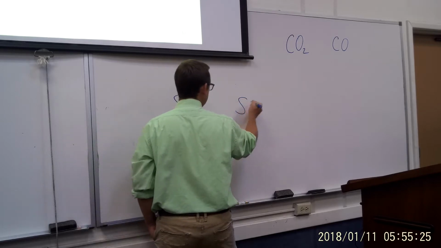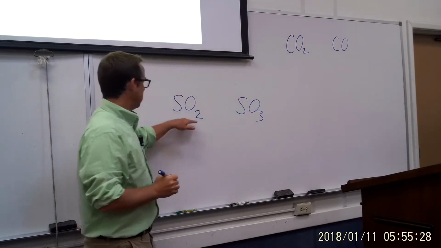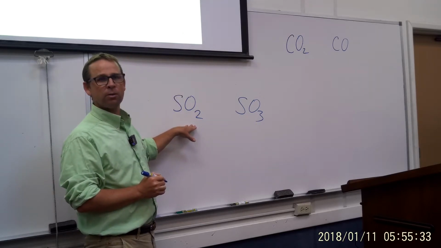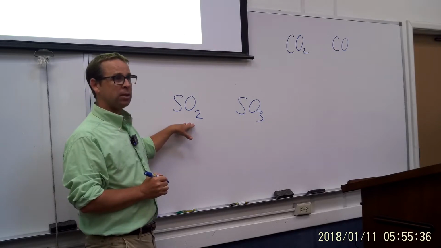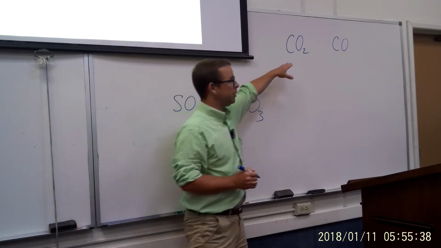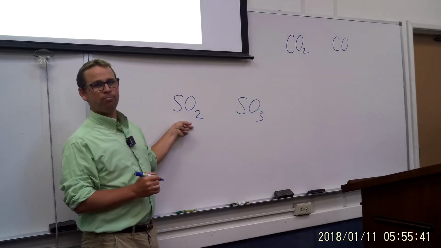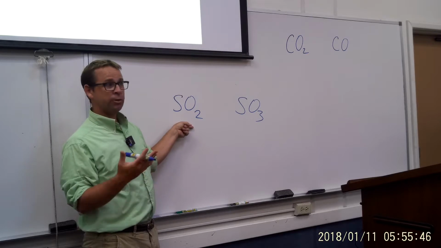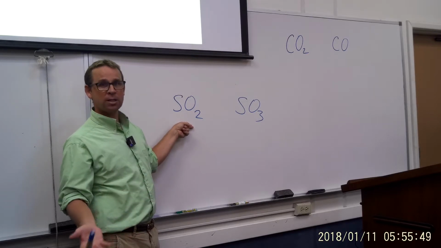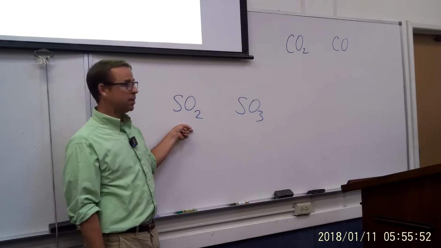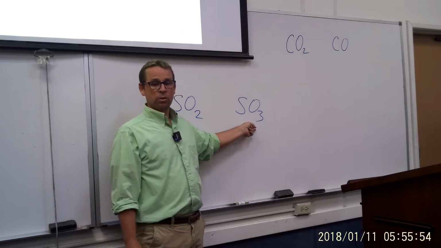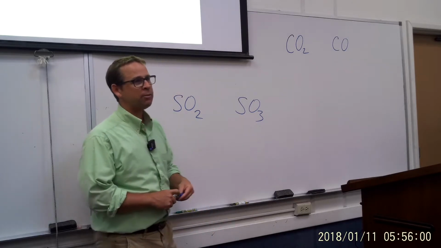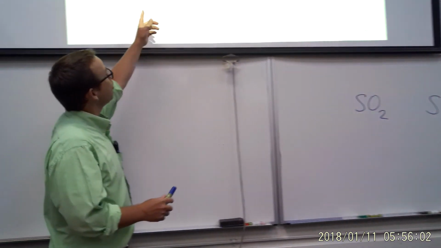So here are two compounds, SO2, SO3. Following that model, is this a molecular compound or an ionic compound? Molecular. So it's going to follow this model of naming. What would you call that one then? Sulfur dioxide, right? Not sulfur dioxygen and not sulfur oxide, right? Because it's a molecular compound. This one here then would be sulfur trioxide. Very good.